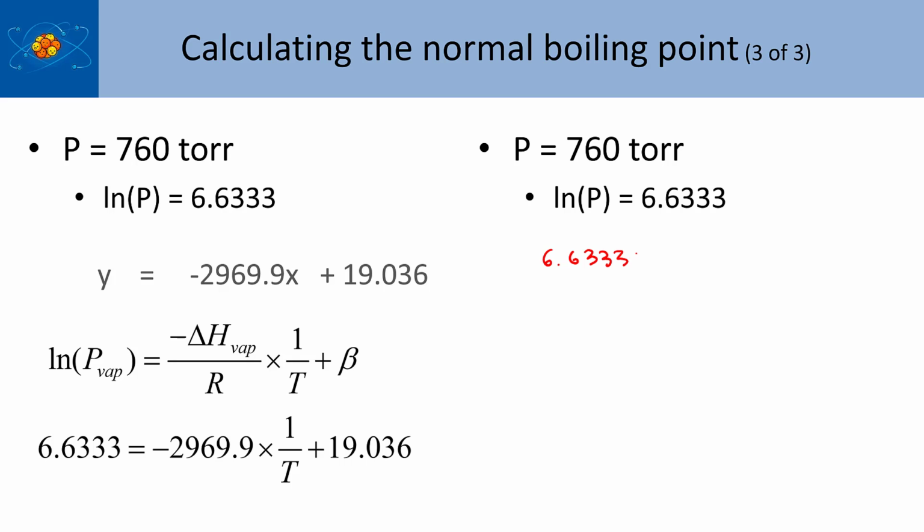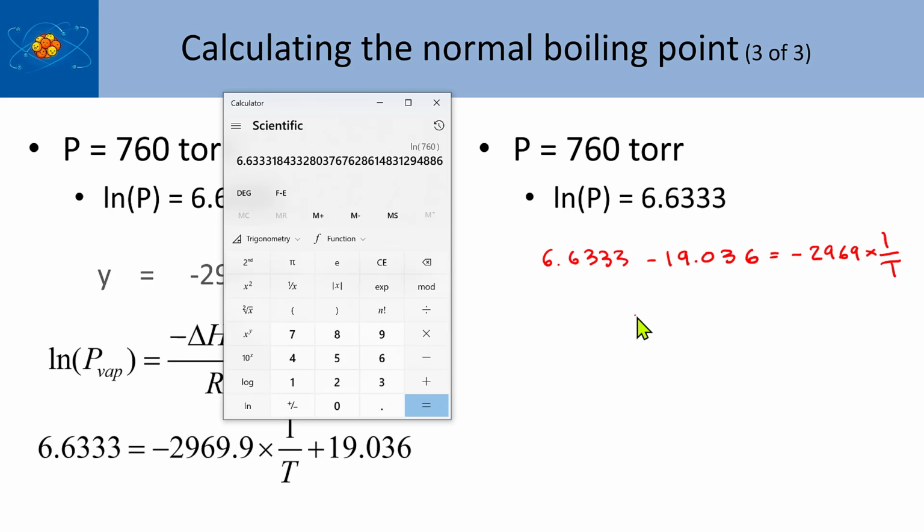6.6333 minus 19.036, right? That's going to be equal to negative 2969 times 1 over T. What I'll end up having to do is do the subtraction and then divide through by this number. Okay, so we'll go ahead and bring up the calculator. I'm doing this because you have to be careful and pay attention to how you're doing the operations, otherwise you end up doing things you don't expect.